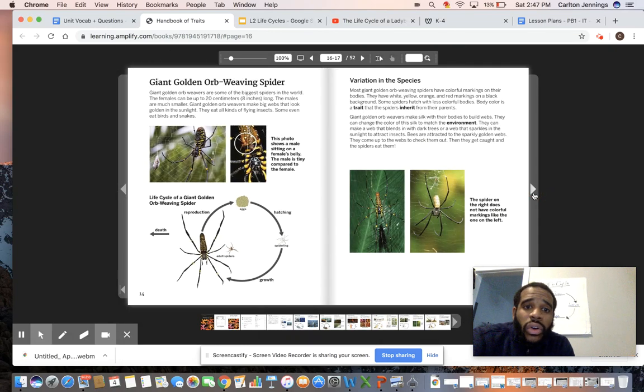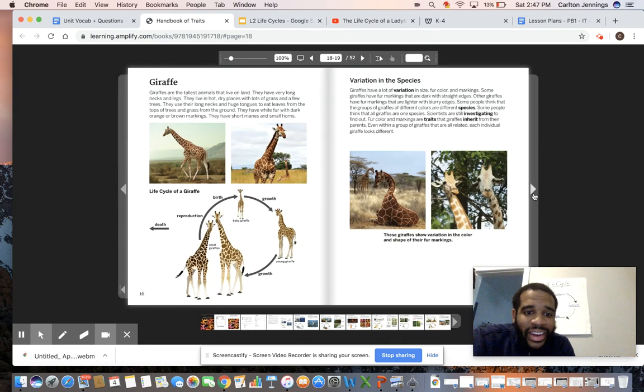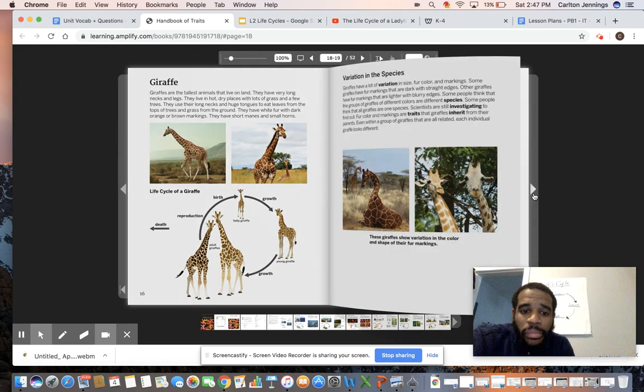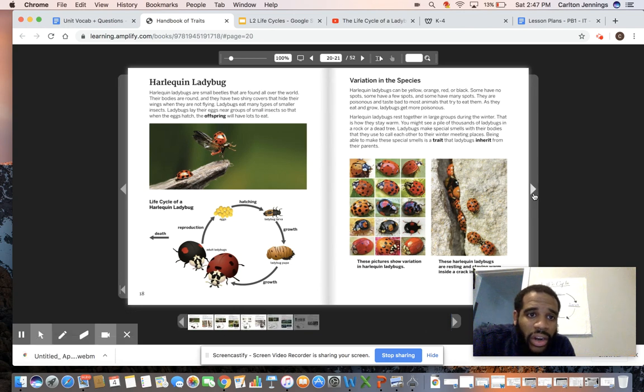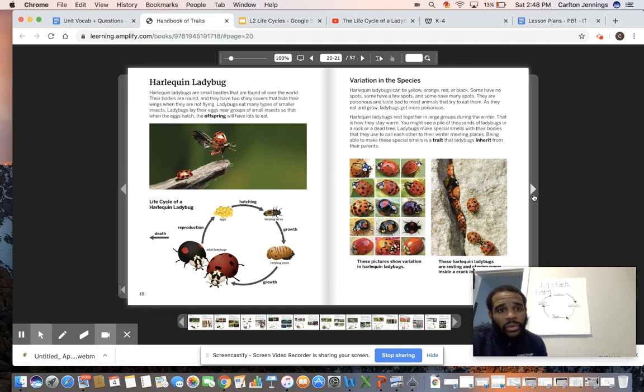A giant golden orb weaver, a weaving spider. They have eggs. Once they reproduce, they have eggs that are hatching. Still looking for pupa here. This is a tougher one. Giraffe. Giraffes give birth just like humans, where they have a baby giraffe. So still no pupa. Harlequin ladybug. They hatch from eggs. They have ladybug larva, and they have ladybug pupa. So even though it doesn't start at the beginning, the Harlequin ladybug also has a pupa in its life cycle stage.